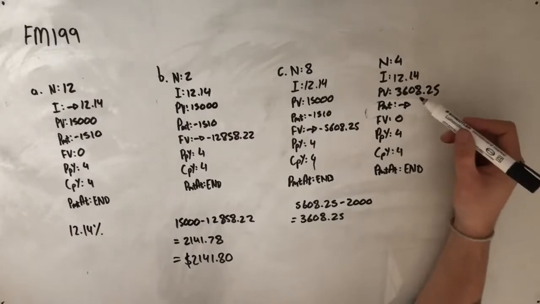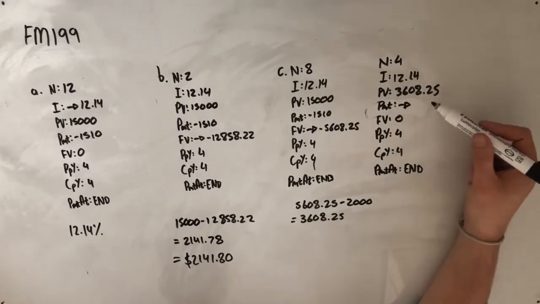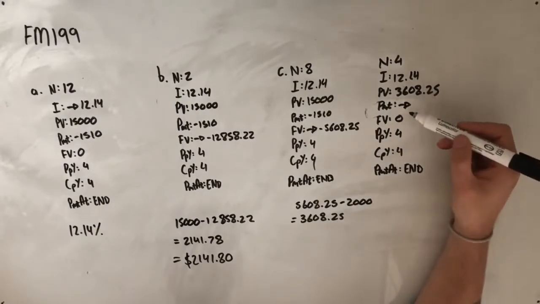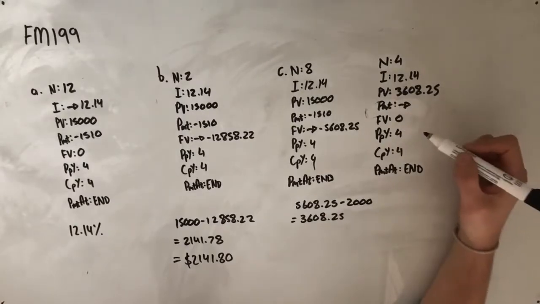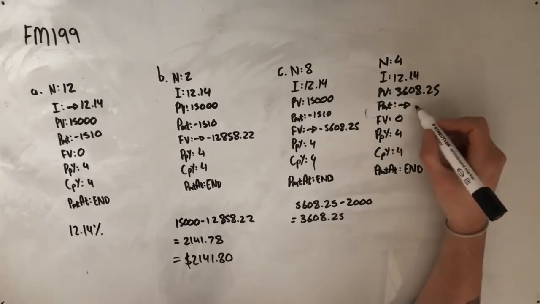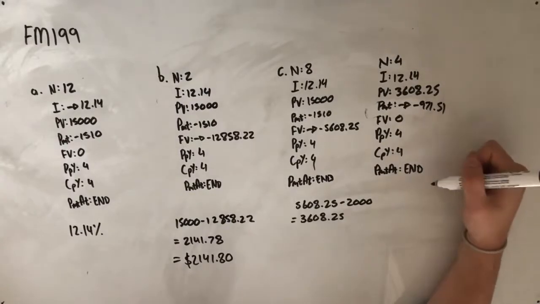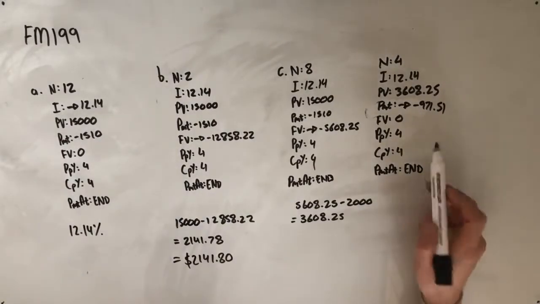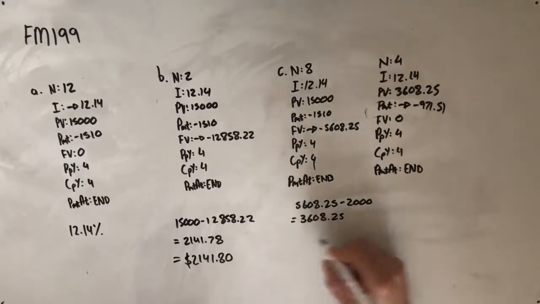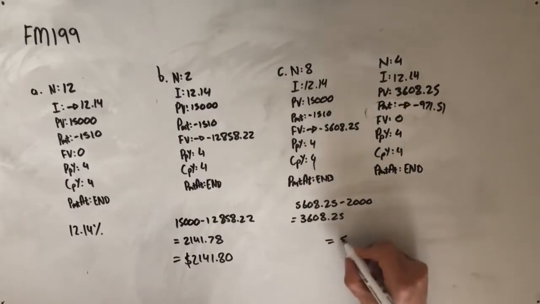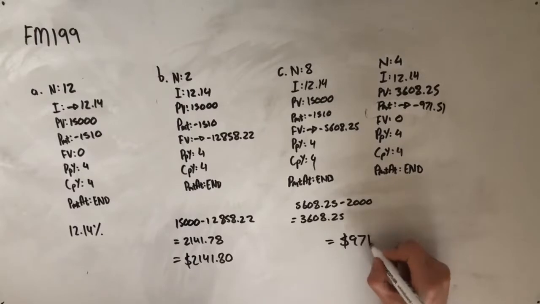So Matt owes $3,608.25 at this point in time, and we're looking for what his new payments are going to be. Plugging this into your Finance Solver, you should get an answer of negative $971.51, which when rounded to the nearest whole dollar should give you a final answer of $972.